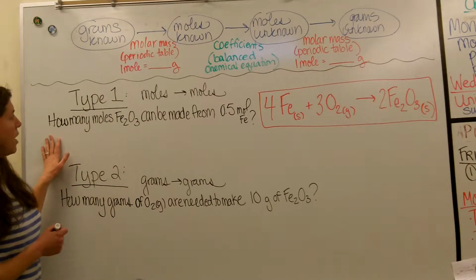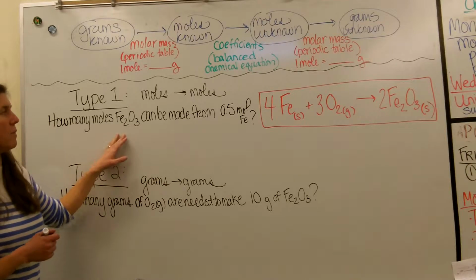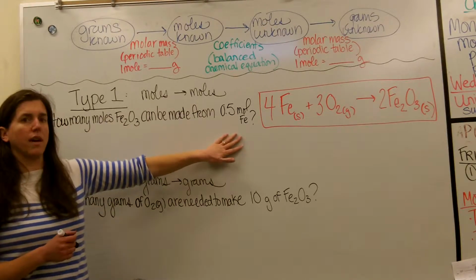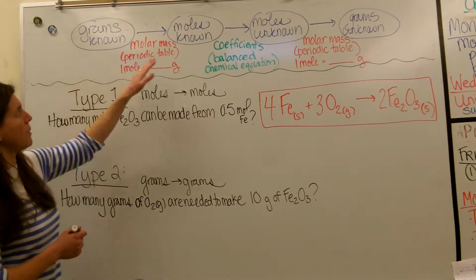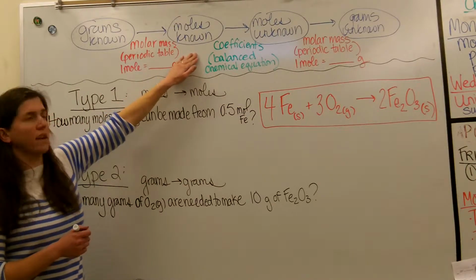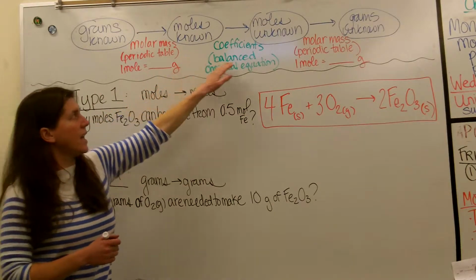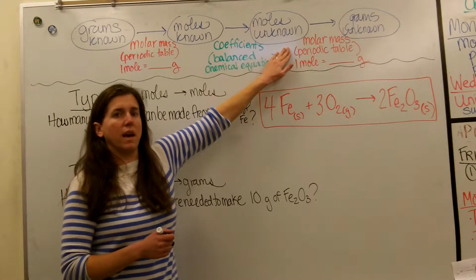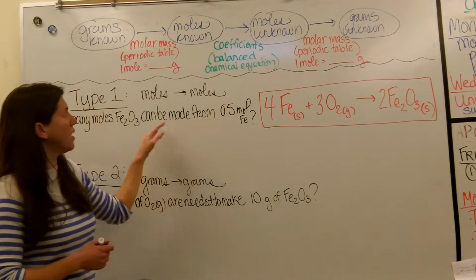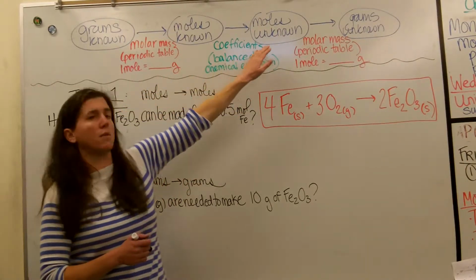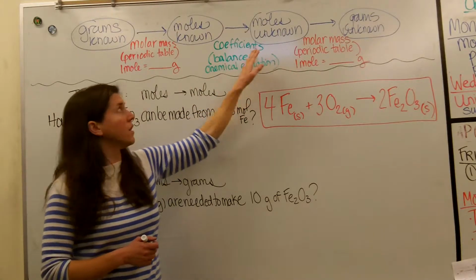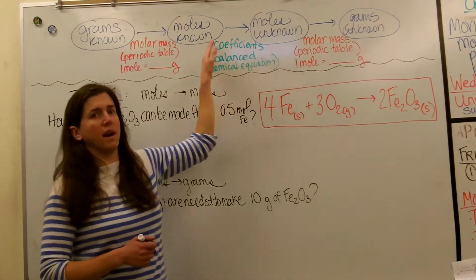This problem says, how many moles of iron oxide can be made from 0.5 moles of iron? So if I look up here at my mole map, I know a certain number of moles, and I'm trying to find moles of my other substance. So I know moles of iron, I'm trying to find moles of iron oxide. So if you notice, this is going to be a one-step process.